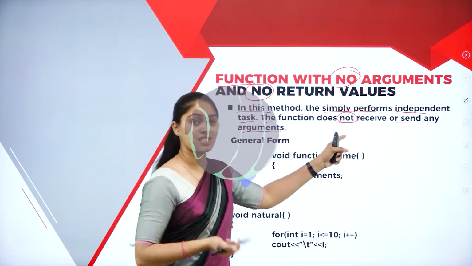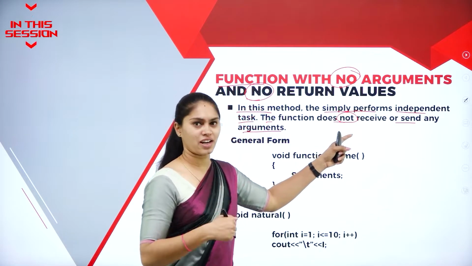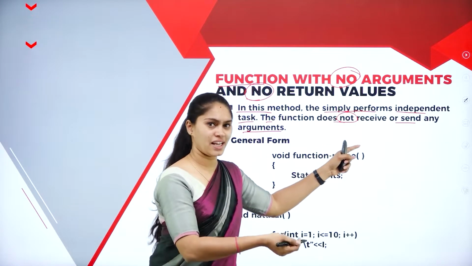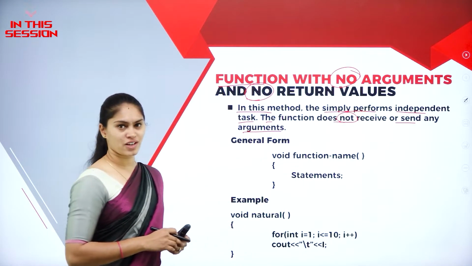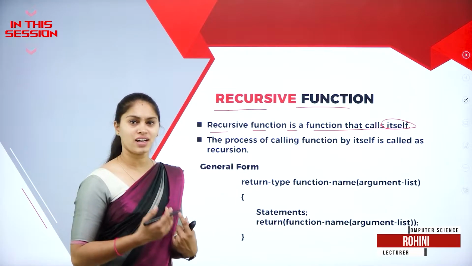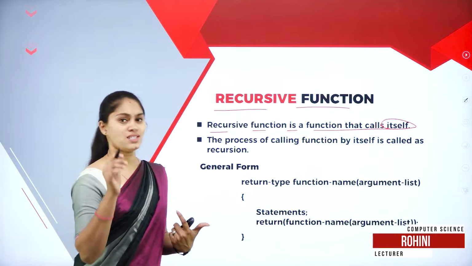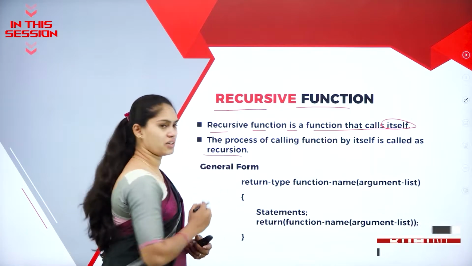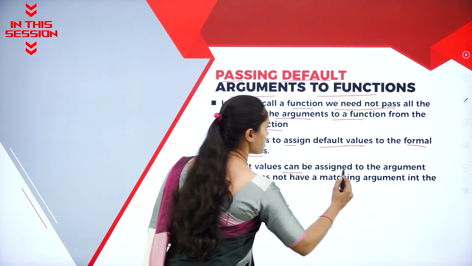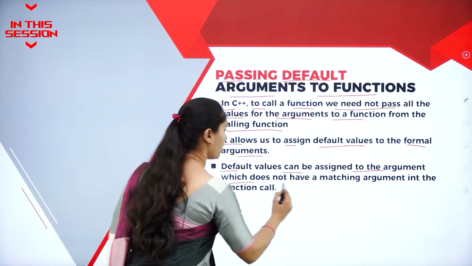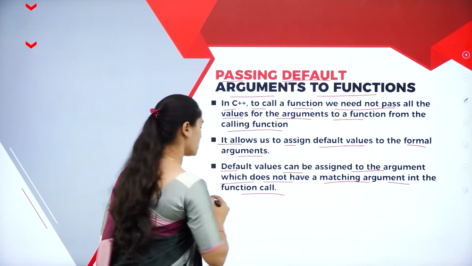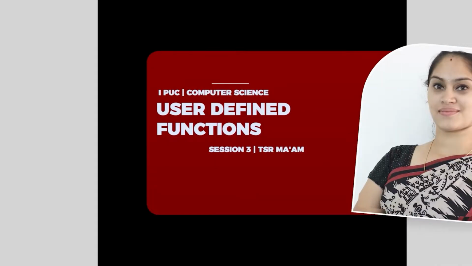The function does not receive any argument, and it is not sending any return value back to the function. The function is calling itself again and again. Then that process is termed as what? Recursion. Default values can be assigned to the argument which does not have a matching argument in the function call.